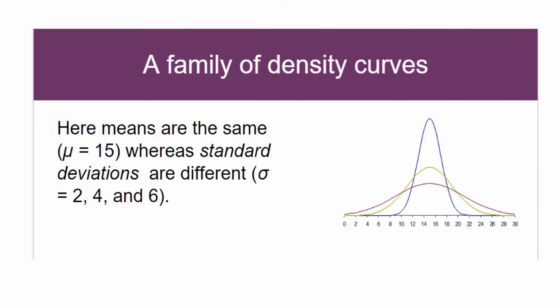If we have a family of density curves like this, the center of these three curves is the same, but the deviations are different because you have a peak curve, a flat curve here, and a mediocre one, the green one, where the mean is the same. 15 is the center for all three curves, but the standard deviation may be 2, 4 and 6. 6 for the red one, 4 for the green, and 2 for the tall peak curve.